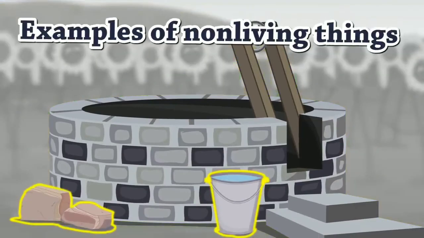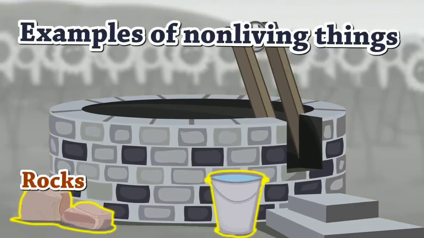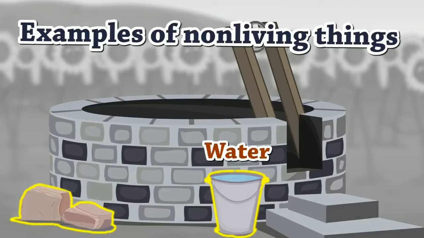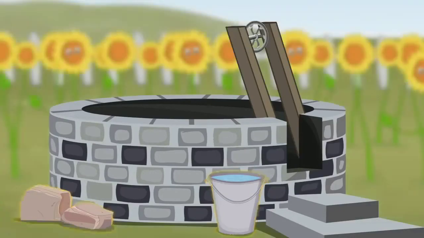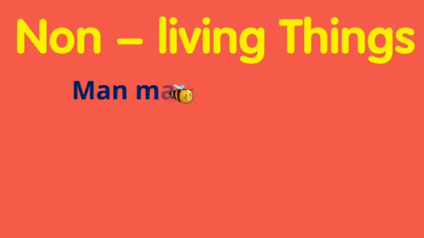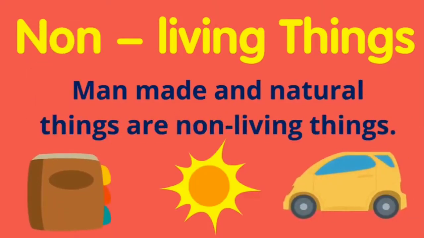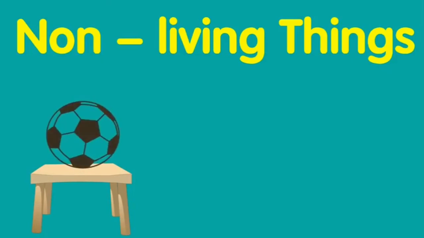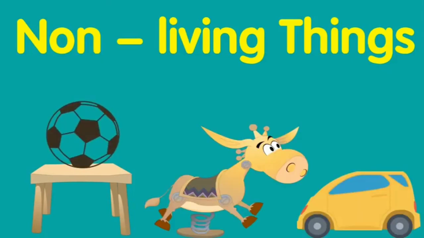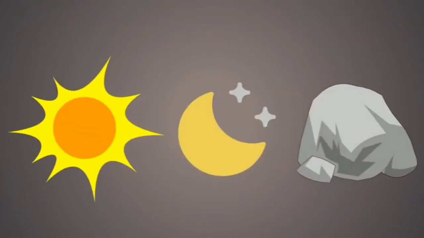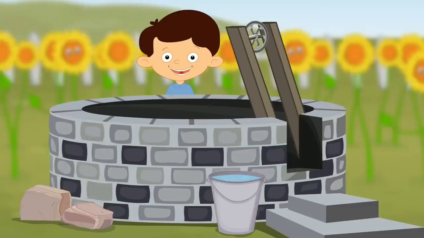Some examples of non-living things: rock, bucket, water, etc. Non-living things are of two kinds. One is man-made, another one is natural non-living things. Some examples: table, ball, doll, car. These are man-made non-living things. Sun, moon, rocks. These are some examples of natural non-living things.